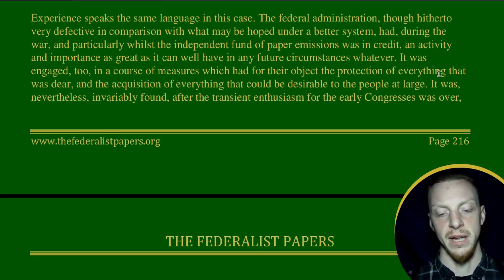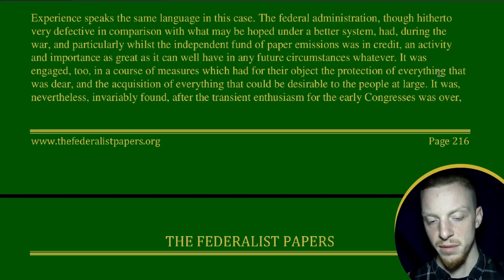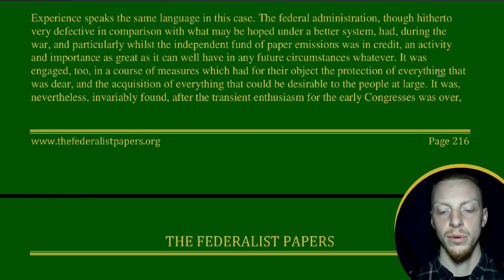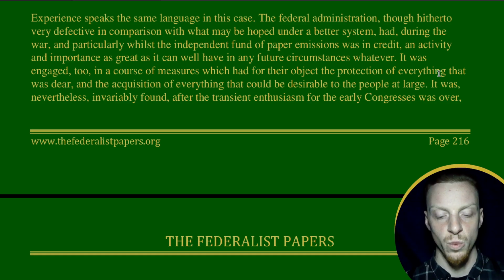Experience speaks the same language in this case. The federal administration, though hitherto very defective in comparison with what may be hoped under a better system, had, during the war, and particularly whilst the independent fund of paper emissions was in credit, an activity and importance as great as it can well have in any future circumstances whatever.